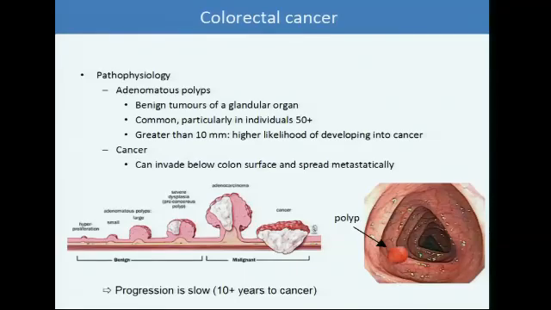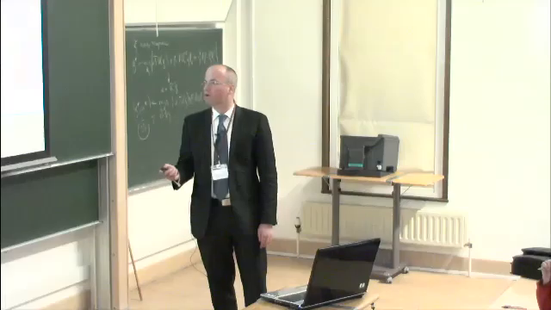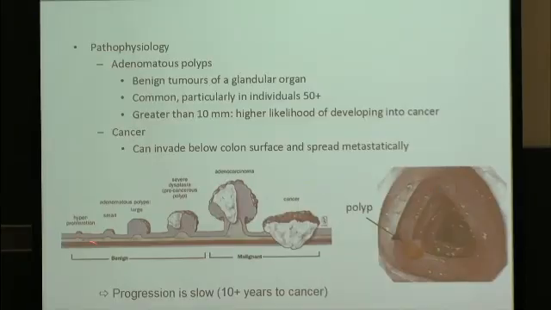The pathophysiology is quite interesting. Colorectal cancer begins with a hyperproliferation of cells in the lining of the colon, and over time progresses into an adenomatous polyp and then into cancer. When the polyp becomes cancerous, it can then spread metastatically to nearby lymph nodes or other organs such as the liver.